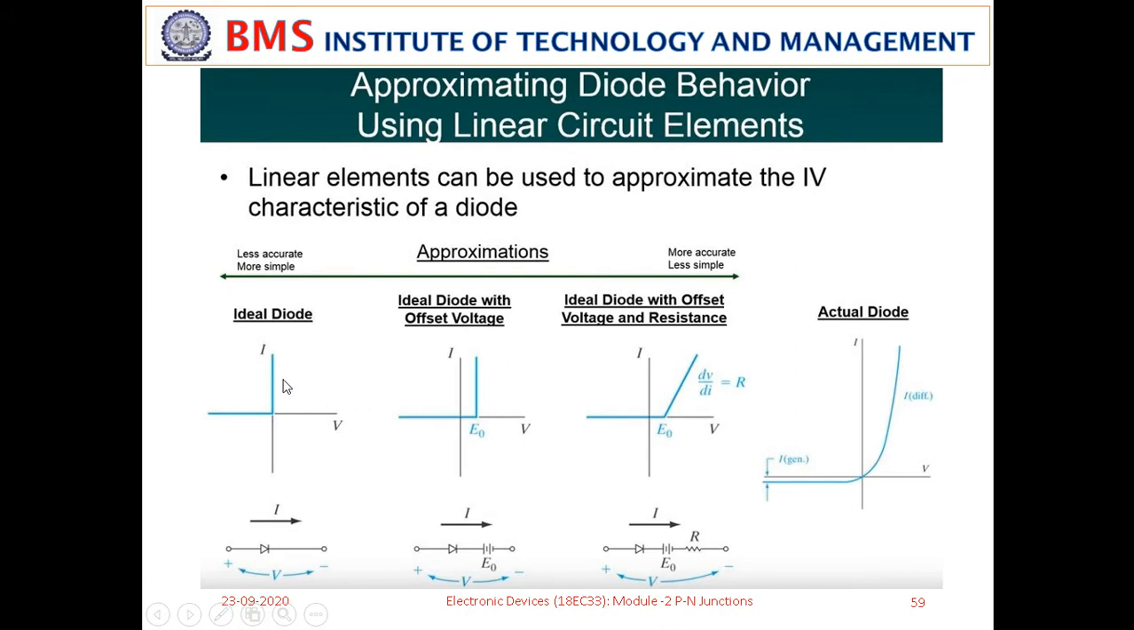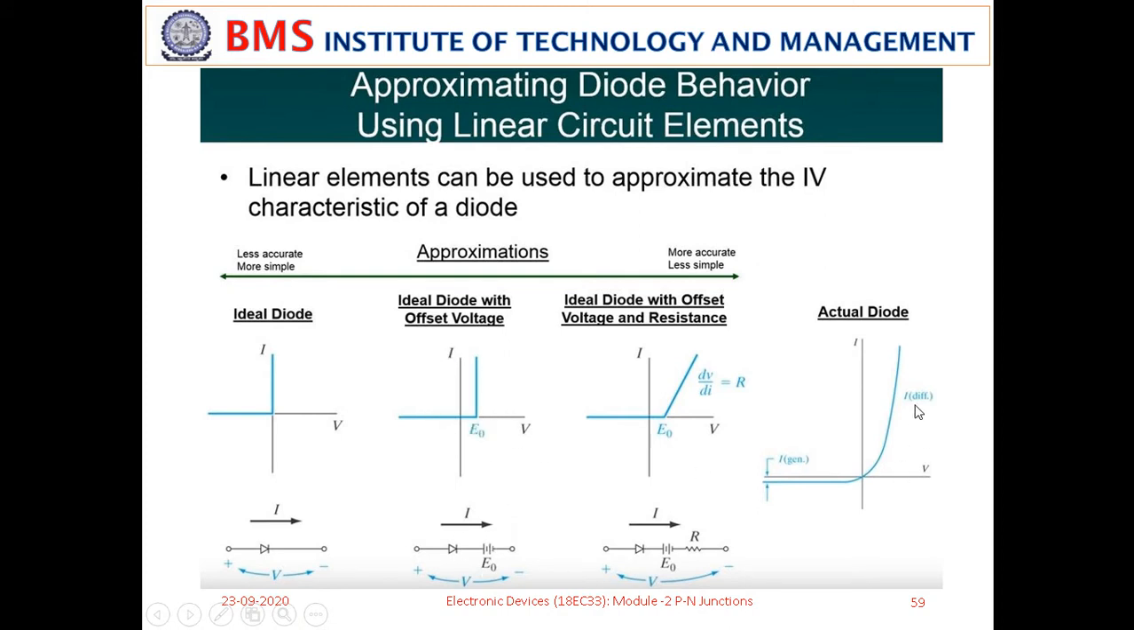Now, to make these characteristics more accurate to the actual characteristics, we have added a voltage source labeled E naught in series with the ideal diode. By adding this, the characteristics change. The complete curve now shifts towards the right till the point E naught. So, if the applied voltage V is less than E naught, 0 current flows through this model, and when V becomes greater than E naught, the maximum current flows through this model. So, this is the characteristics here.